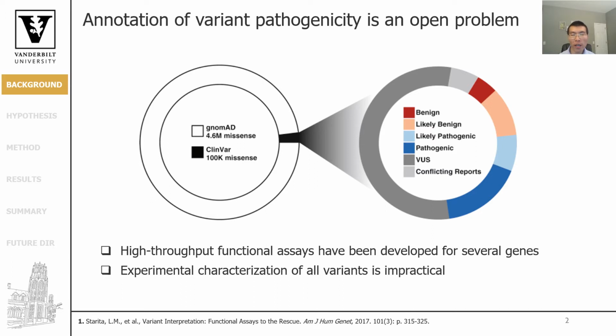Large-scale genome and exome sequencing efforts in the past several years have uncovered millions of missense variants in humans, and many of these variants are believed to be playing important roles in human health and disease. Unfortunately, the pathogenicity is known for only a tiny fraction of these variants.